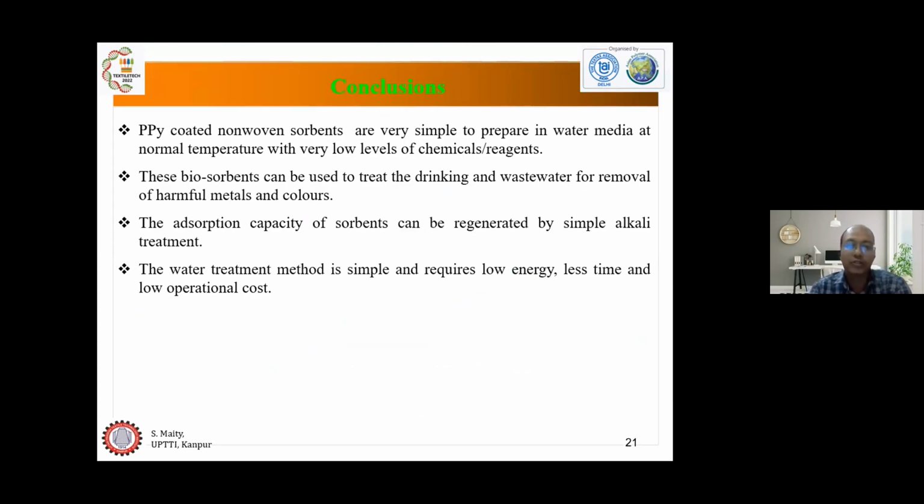PPy coated adsorbents are very simple to prepare in water media, as I have demonstrated, at normal temperature, and very few chemicals and reagents are required for the preparation of the adsorbent. These bioadsorbents can be used to treat drinking water as well as wastewater for removal of harmful metals and colors. The adsorption capacity of the adsorbent can be regenerated by simple alkali treatment, and the water treatment method is simple and requires very low energy, less time, and low operational cost in comparison to other existing processes.